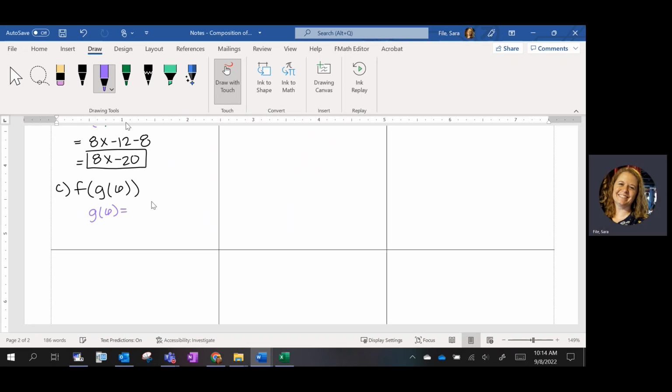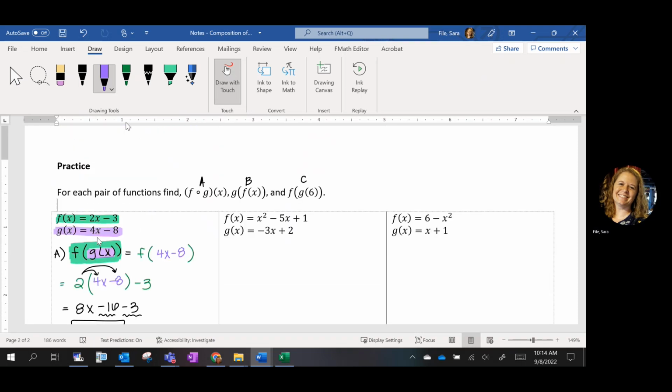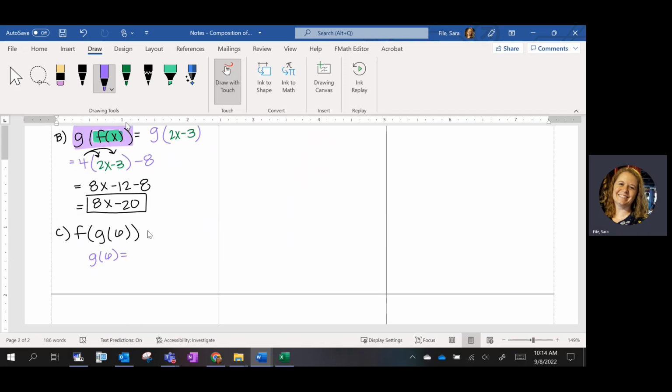Okay, so the g function was 4x minus 8. So it's going to be 4 times 6 minus 8. Okay, and I'm going to calculate that. So 4 times 6 is 24, minus 8 is 16. Then I'm going to do the outside, which is the f function. So I'm going to do f of, and I found out that g of 6 is 16. So the 16 gets input here. So now I'm finding f of 16.